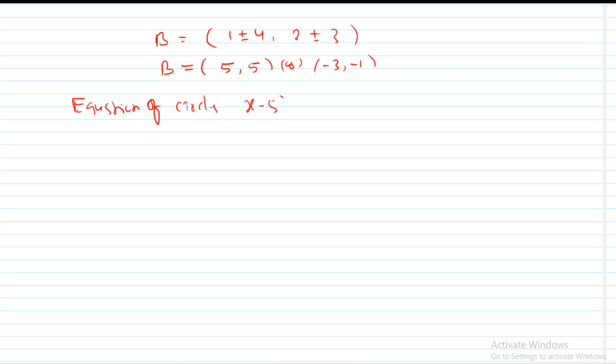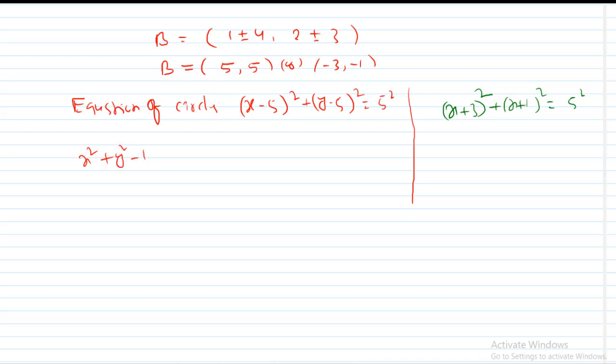(x minus 5) whole square plus (y minus 5) whole square equal to 5 square. That is one of the circle equations. The next one is (x plus 3) whole square plus (y plus 1) whole square equal to 5 square. Both I want to simplify. So this is x square plus y square minus 10x minus 10y plus 25 plus 25, that is 50, minus 25 equals 0, which is 25 equal to 0. So this is the equation of one of the circles.